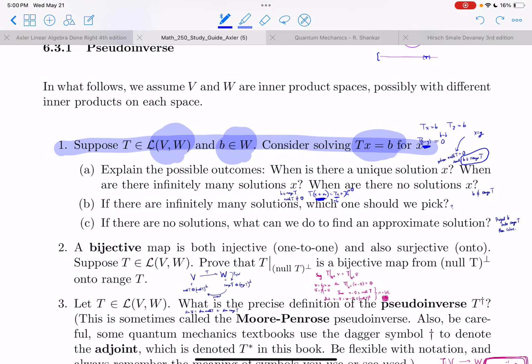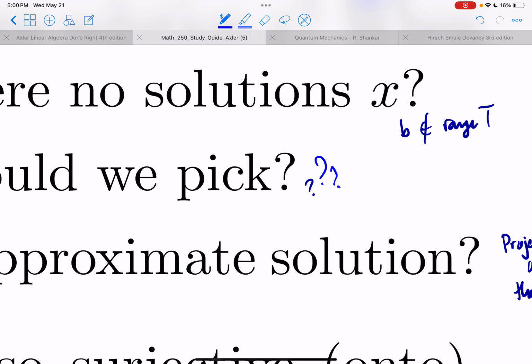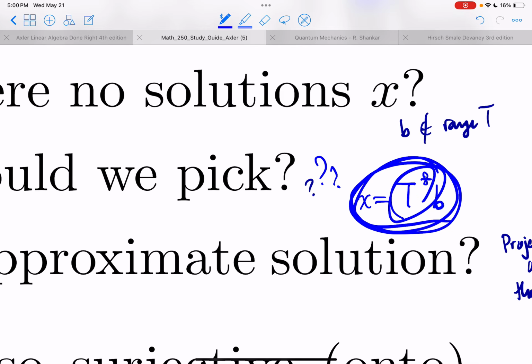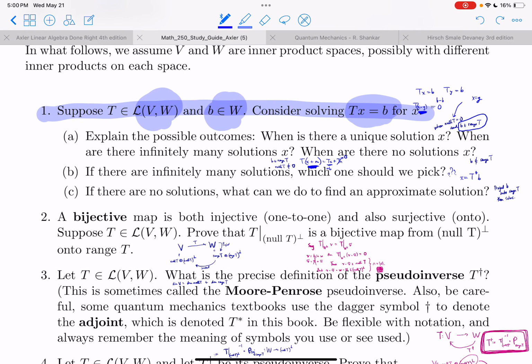If there are infinitely many, which one should we pick? I don't know. We'll pick whatever one you want. In many situations, you should pick the one of smallest norm. And then the answer will be to pick the x that's equal to the adjoint applied to B. So that we'll see in a moment, but right now you don't know what that is. Okay. Or maybe you do if you read the book.